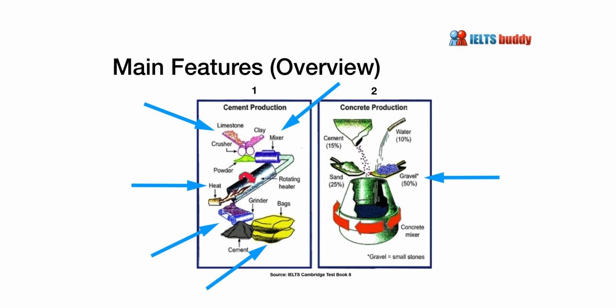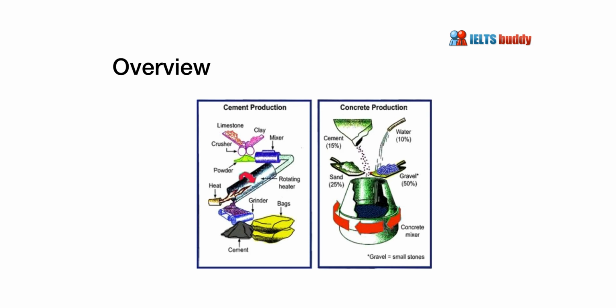So now we've written the introduction, the next thing is to write the overview. If you remember, we looked before, there were 5 stages in the production of cement, and then there's the concrete production. So in the overview, you need to make sure that you cover the main features and you cover everything. There are 2 diagrams here, cement production and concrete production, so you should mention both of these in your overview.